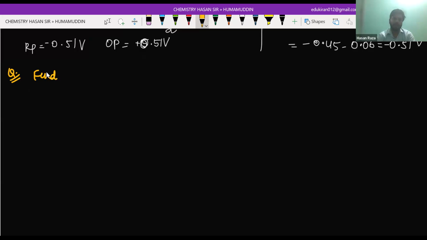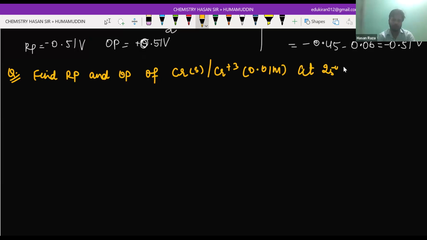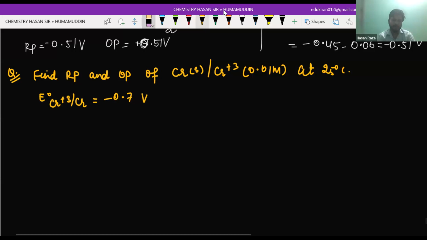Find again the same question: reduction potential and oxidation potential. It is given that chromium solid goes into chromium plus 3, 0.01 M at 25 degrees centigrade. Also, E naught Cr plus 3 slash Cr is given as minus 0.75. You need to calculate the reduction potential and the oxidation potential.